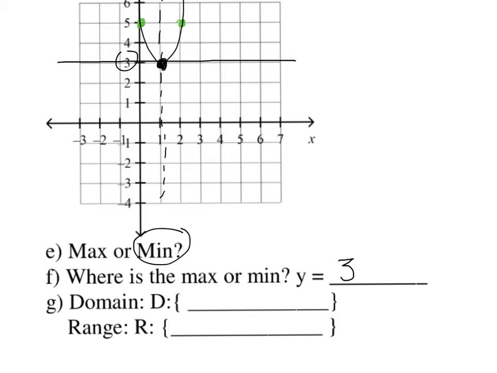The domain for parabolas that open up or down is always all reals, so you can write all reals, or all the x's such that x is an element of the reals. And the range is the set of all y's such that y is, and our parabola is all above 3. So we need to put a greater than or equal to 3 for the range.